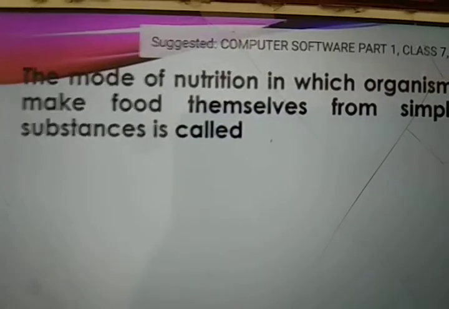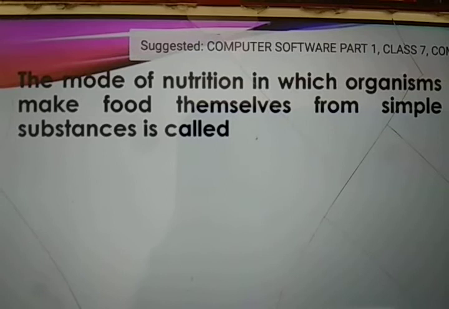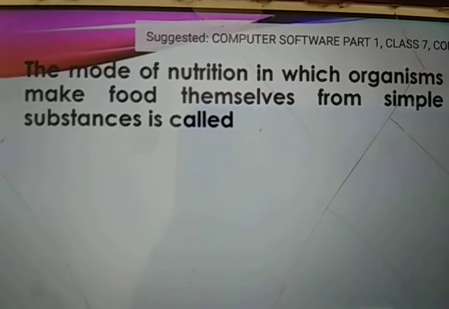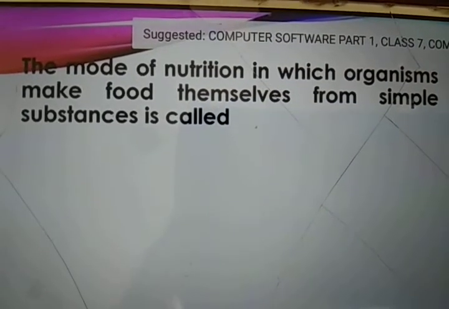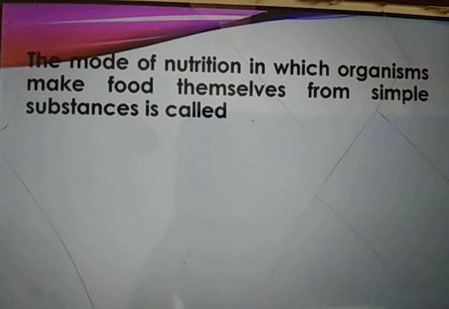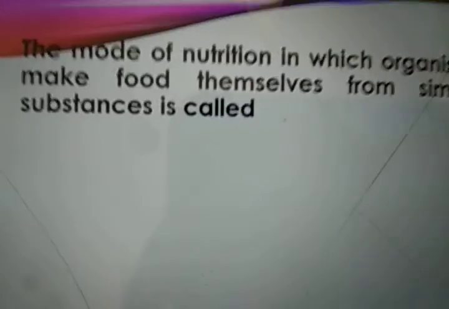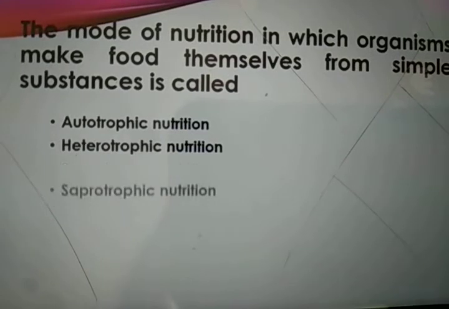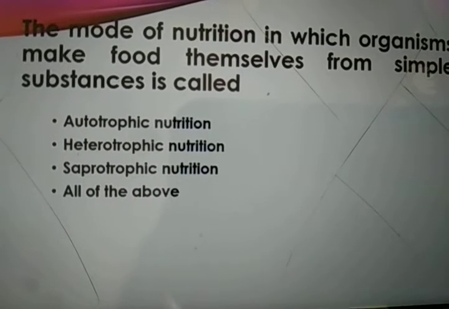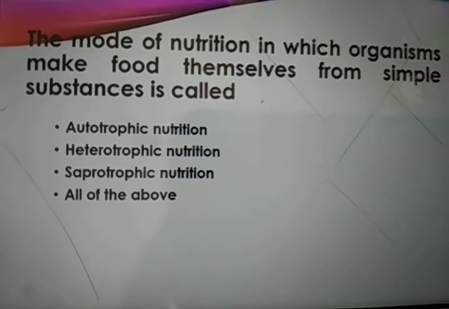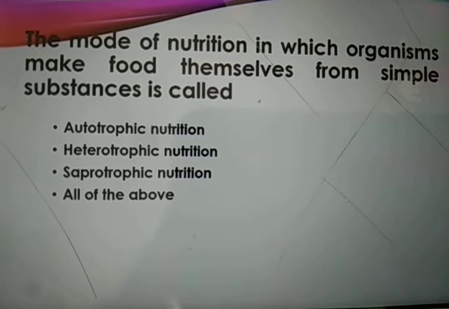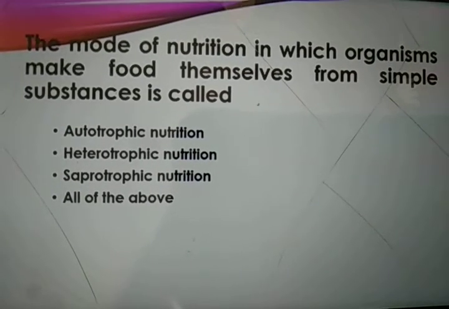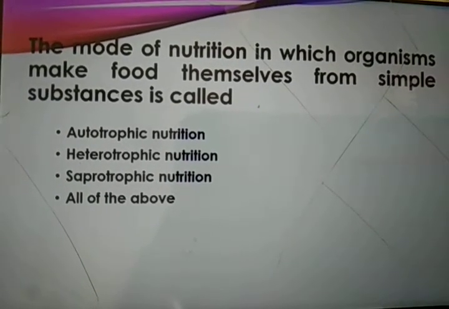The first question is, the mode of nutrition in which an organism makes food themselves from simple substances is called, and we have 4 options: autotrophic, heterotrophic, saprotrophic, and all of the above. So what do you think, which one is the correct answer? So autotrophic nutrition is the correct answer.